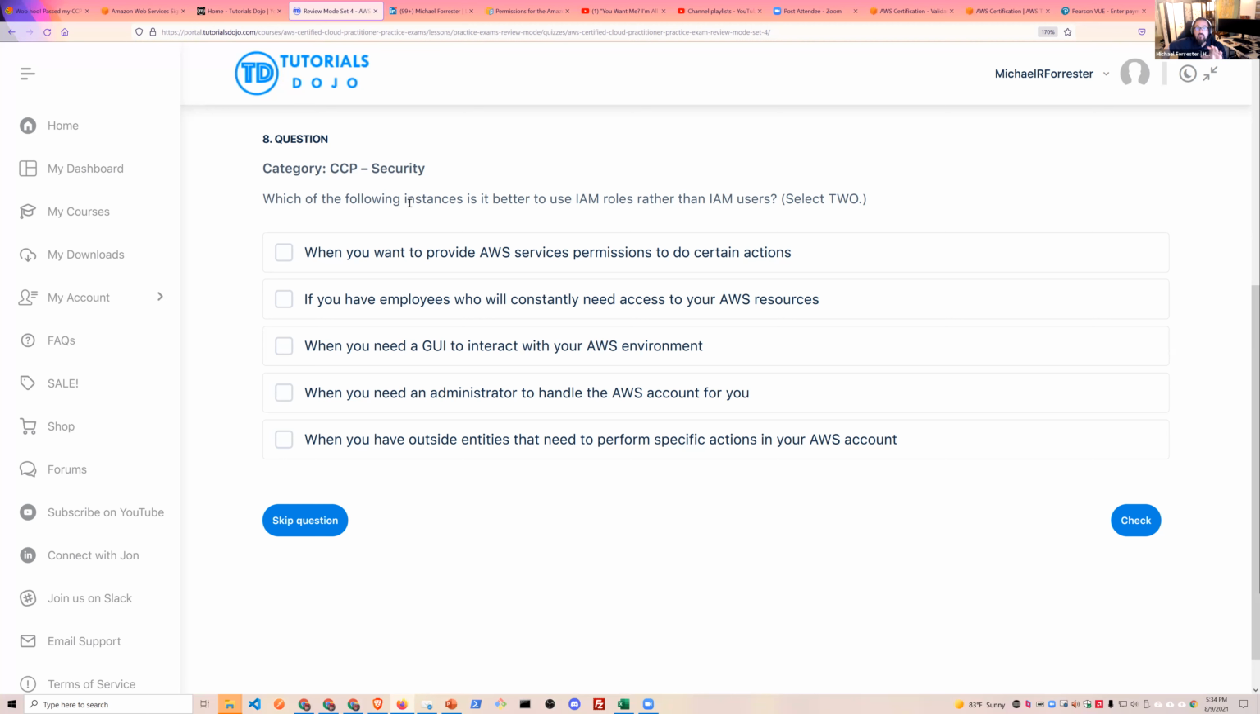Now, let me draw this distinction and see if anybody wants to change their answers. Roles are for temporary permissions, so not permanent permissions. Users are for permanent permissions. Roles are also awesome when you want to give something other than a user permissions. Users are obviously awesome for users, or if you want to give something permissions that aren't necessarily on AWS. But roles are for temporary permissions and users are for permanent permissions. So which one then makes sense based on what I just said?